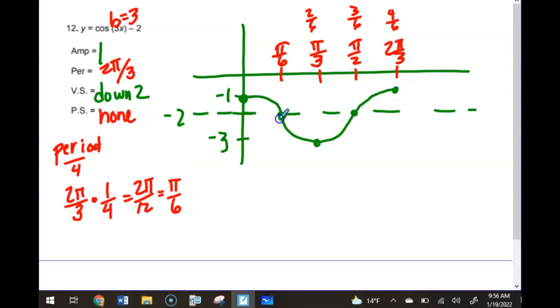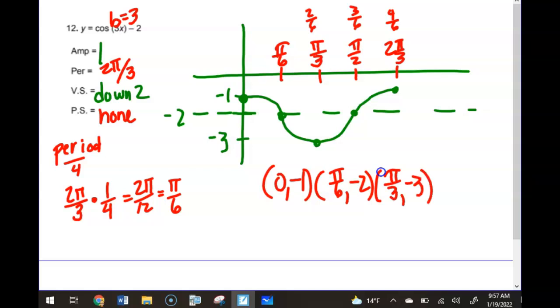All right, so the ordered pairs: the first one is across 0 and down 1. Then to the right, pi over 6, and it's down at negative 2. To the right, pi over 3, and it's down at negative 3. To the right, pi over 2, and it's back up to negative 2. And to the right, 2 pi over 3, and it's back up to negative 1. I managed to squeeze those in there. And if you don't put the marks up here, you label the points right on here. I don't care which way you do it.